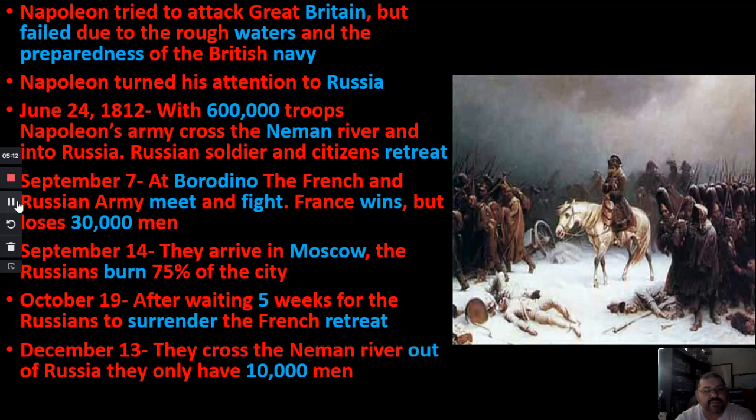Now, on September 14th, they arrive at Moscow, which is the capital of Russia at that time. And they get there and they basically surround Moscow. But the civilians and the soldiers burnt down about 75% of the city of Moscow. Basically, everything outside the walls was burned.